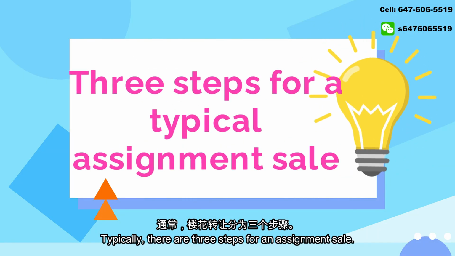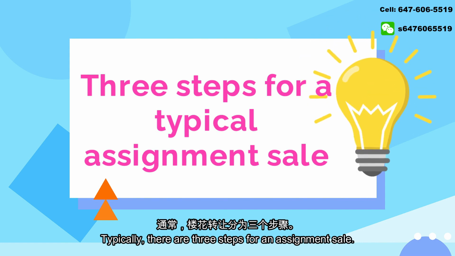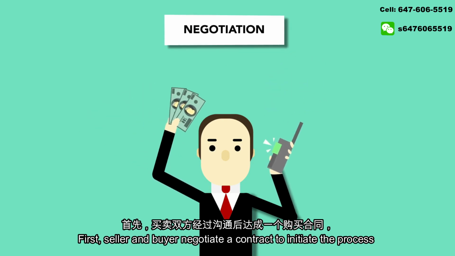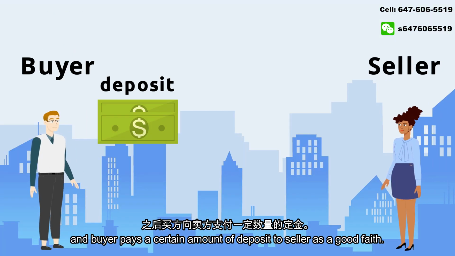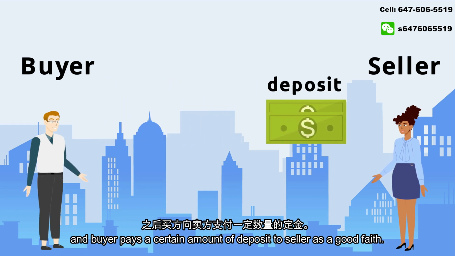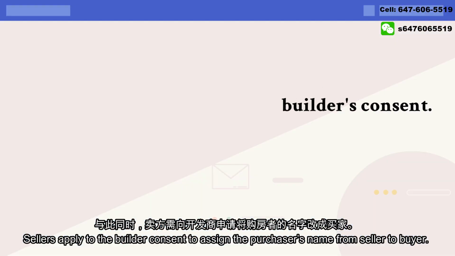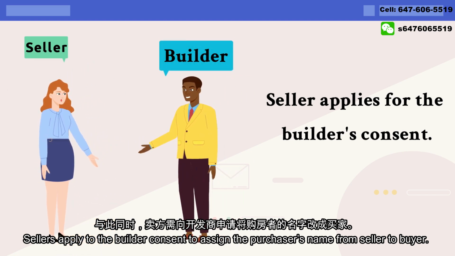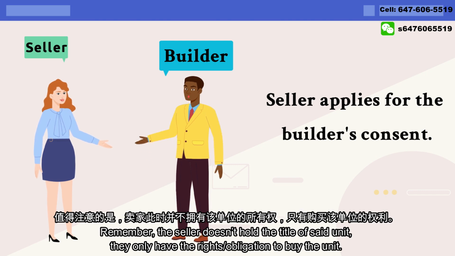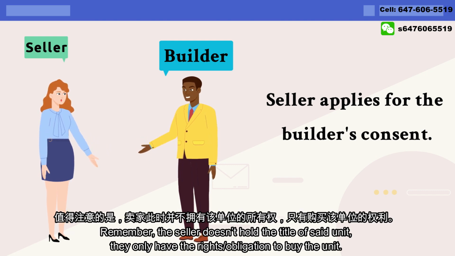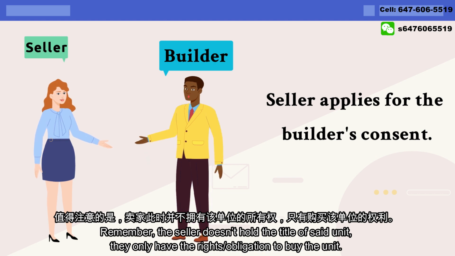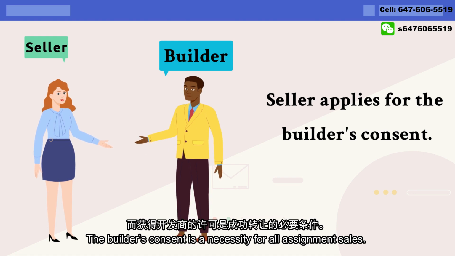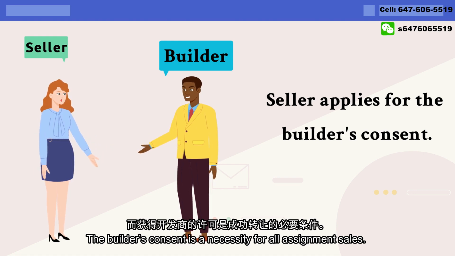And typically, there is a 3-step process for an assignment sale. First, the buyer and the seller negotiate a contract to initiate the process, and the buyer pays a certain amount as a deposit to the seller as good faith. And the seller applies to the builder for consent to assign the purchaser's name from the seller to the buyer. Remember, the seller doesn't hold the title of the unit at this stage. They only have the rights and obligations to buy the unit. The builder's consent is a necessity for assignment sales.